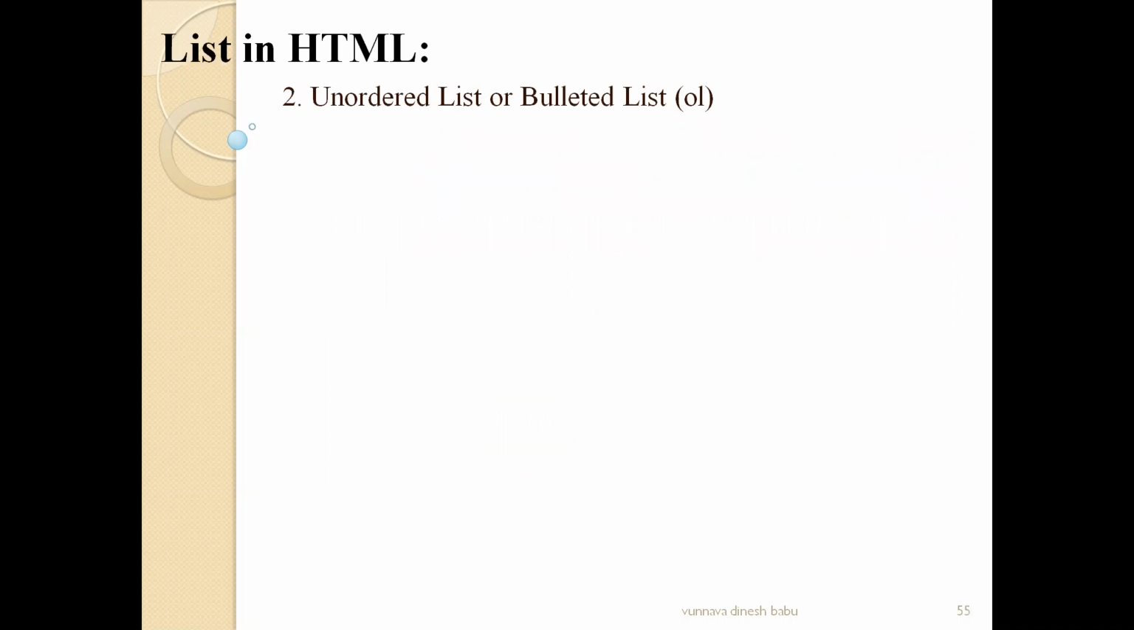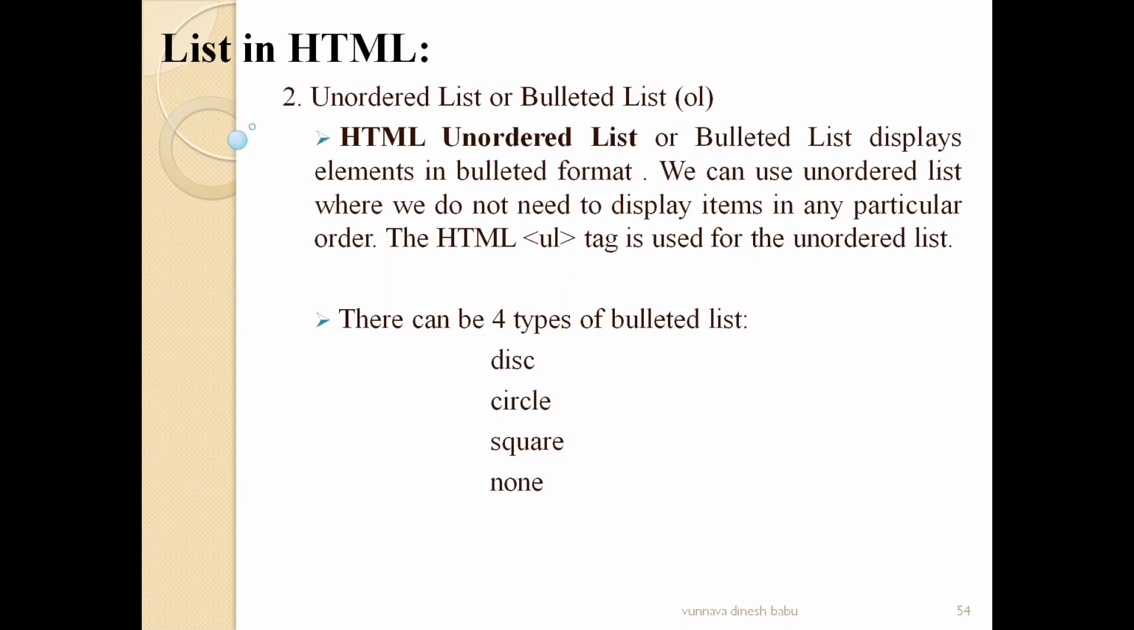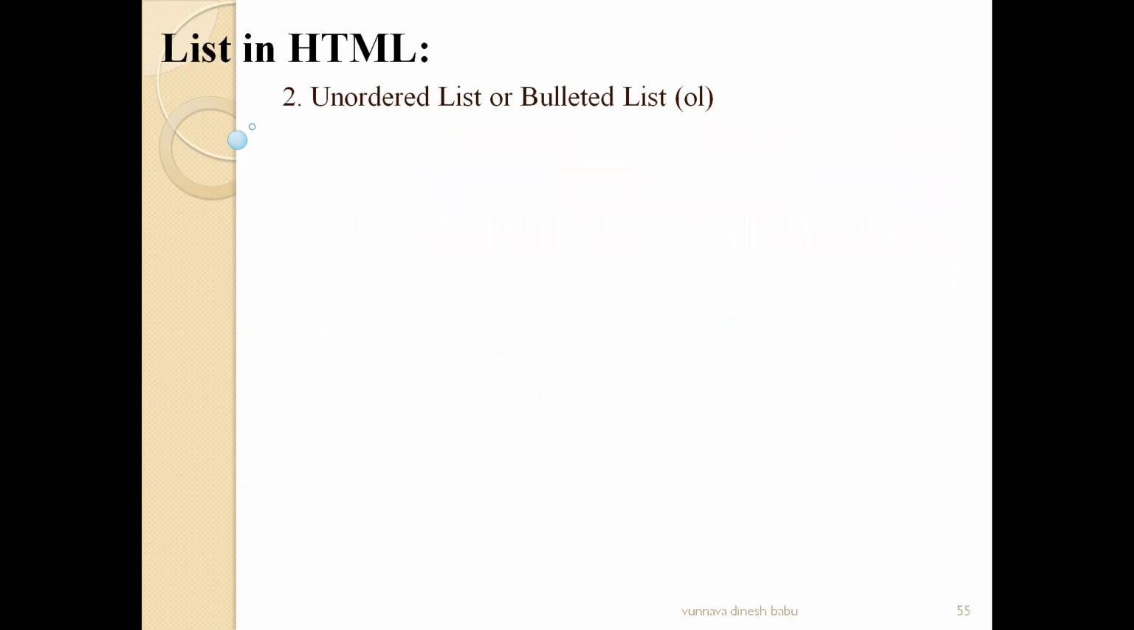We have represented OL in the ordered list. At that particular place, we have to use UL because we are dealing with the unordered list. Okay, and see the syntax.